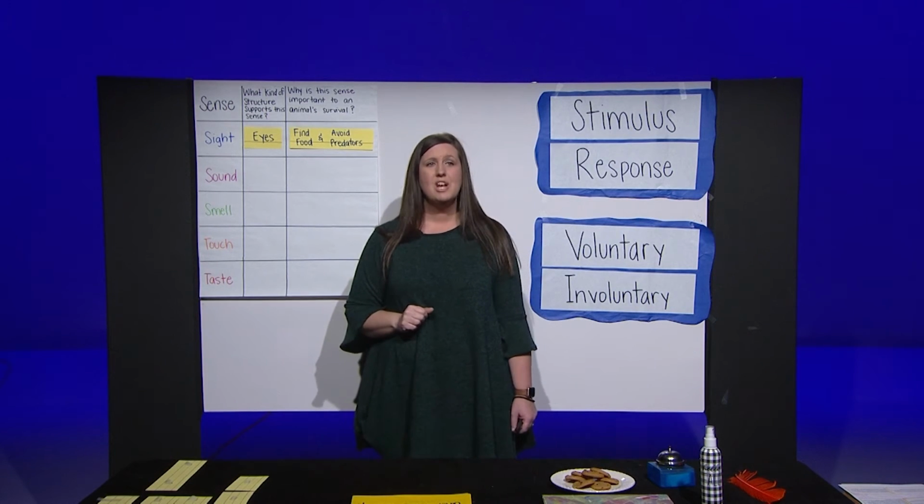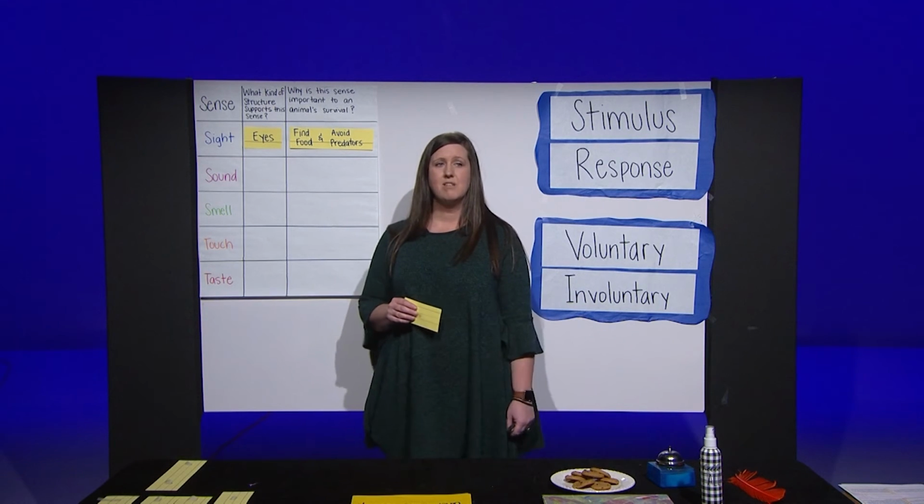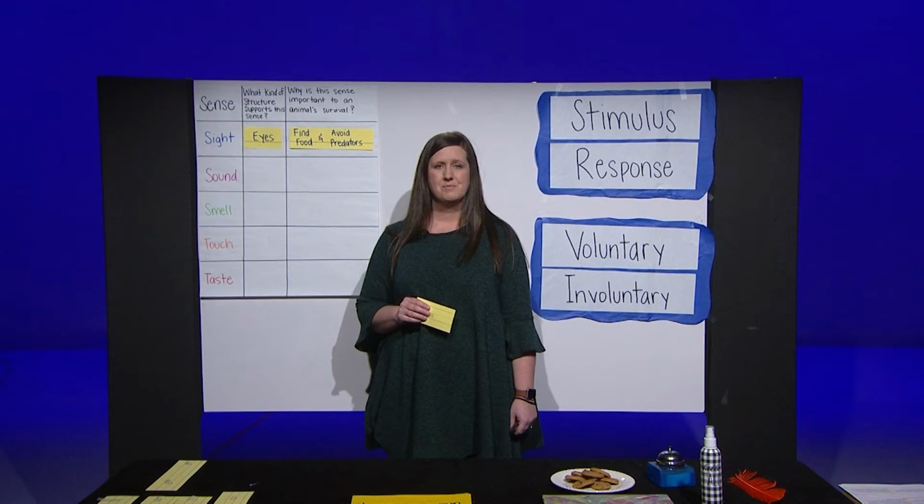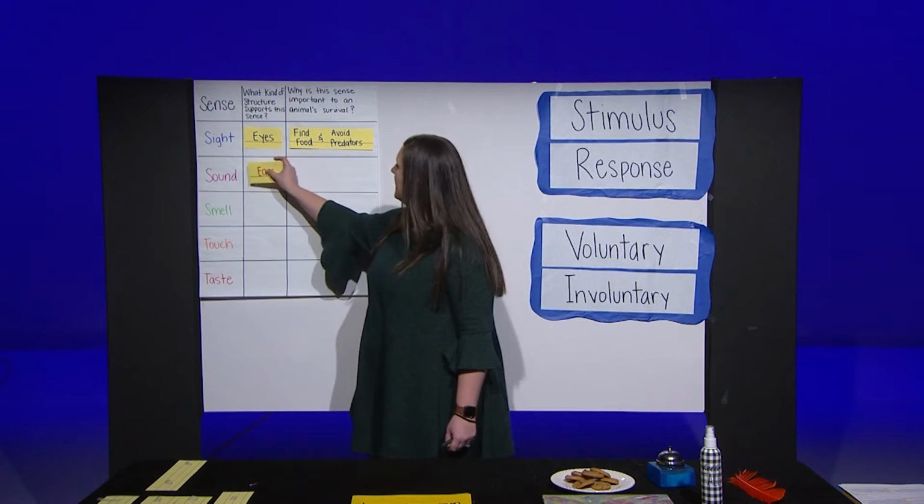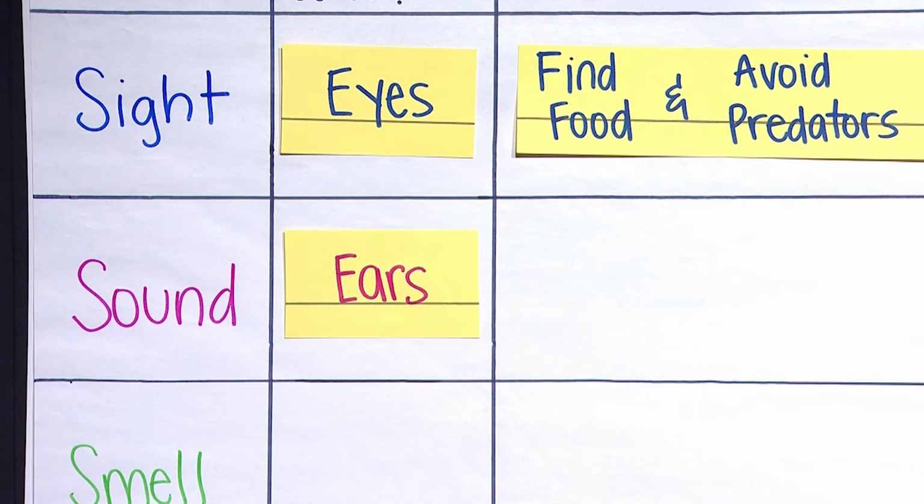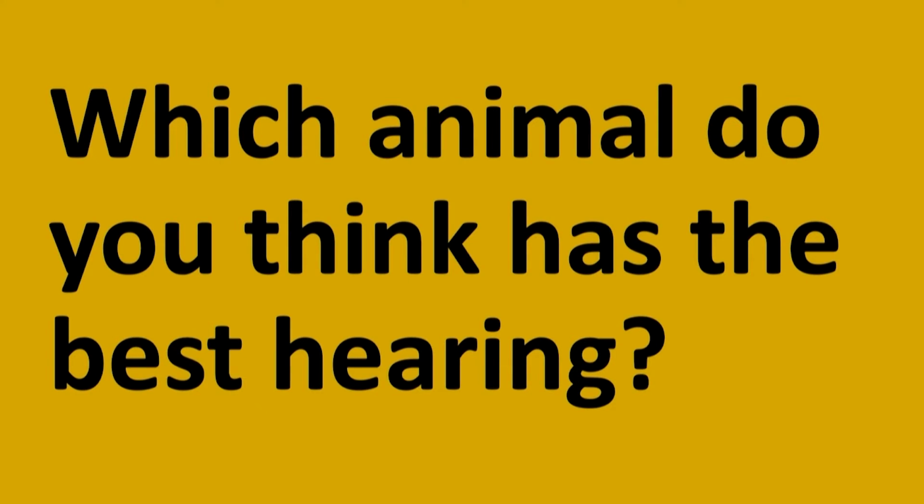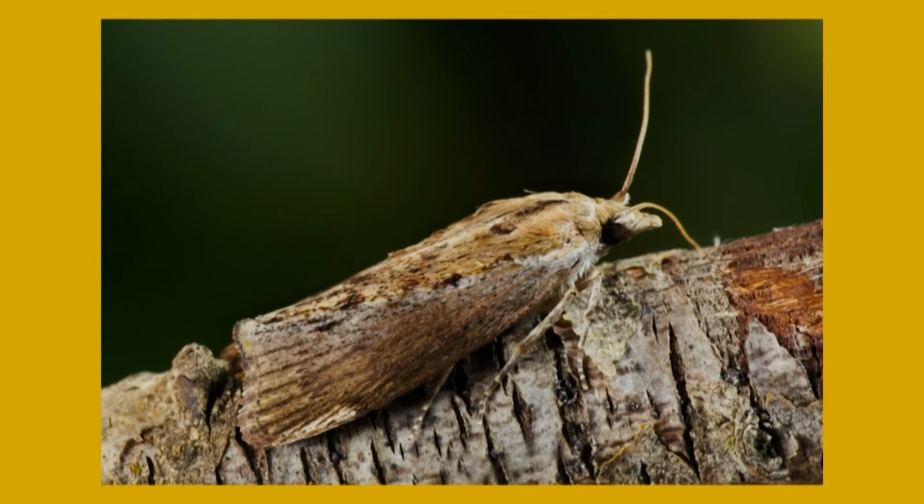Now let's move on to our sense of sound. What structure supports the sense of sound? Yes, our ears support our sense of sound. Let's read about animals with a sense of sound. Which animal do you think has the best hearing? Maybe an elephant. I know they have really large ears. Let's see. It's actually the greater wax moth. I would have never guessed that. Let's read about him.